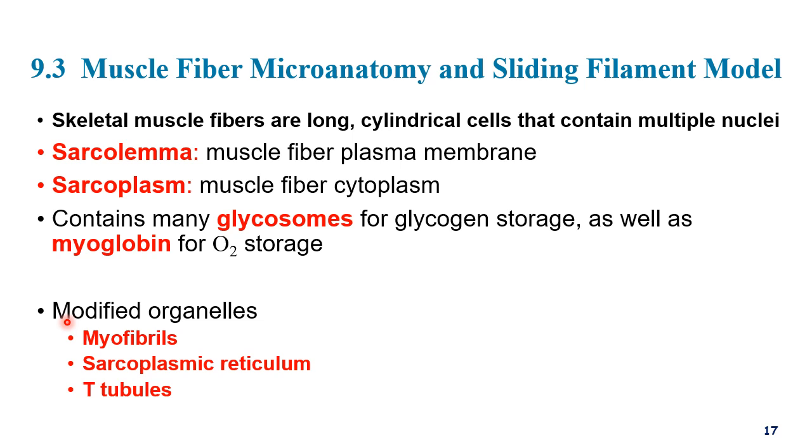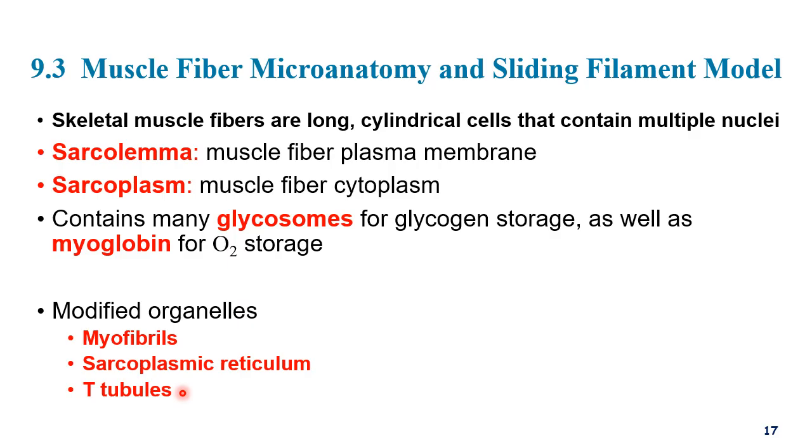Here are names of modified organelles that you're going to find in fibers. You're going to have myofibrils, which allow for muscle contraction, and they are modifications of the cytoskeleton, specialized versions of cytoskeleton fibers. Then you're going to have the sarcoplasmic reticulum, a modification of your smooth endoplasmic reticulum. The sarcoplasmic reticulum is very important for storage of calcium, because you need calcium to contract those muscles.